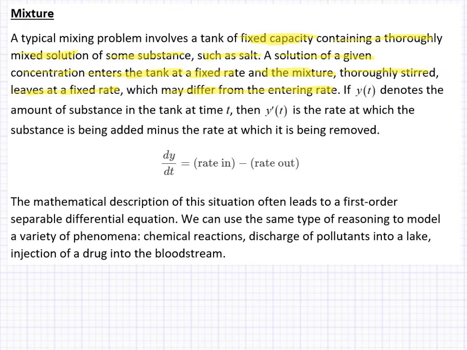So if Y of t denotes the amount of substance in the tank at any time t, and Y prime of t is the rate at which the substance is being added minus the rate at which it's being removed, we could say this is your basic equation that would describe what's happening here. dy/dt, which is Y prime, okay, is equal to the rate in minus the rate out. This essentially would be your first order differential equation. We could say that it's a separable equation, okay, of what you're going to end up seeing. And since it's separable, we're definitely able to solve it.